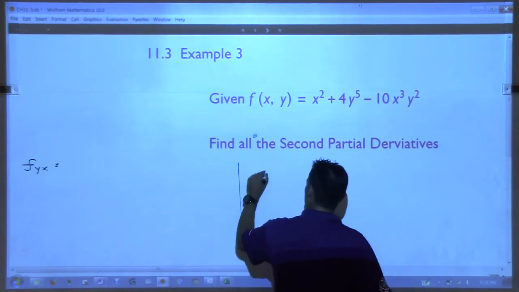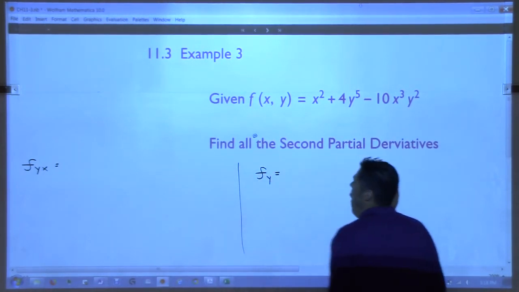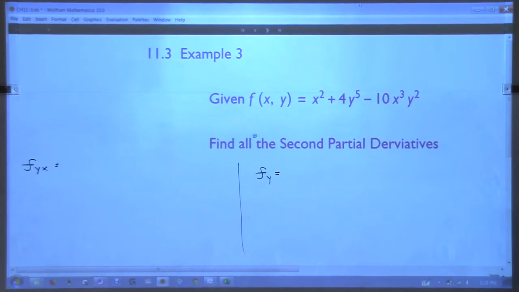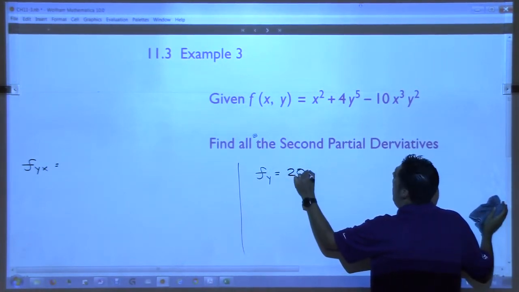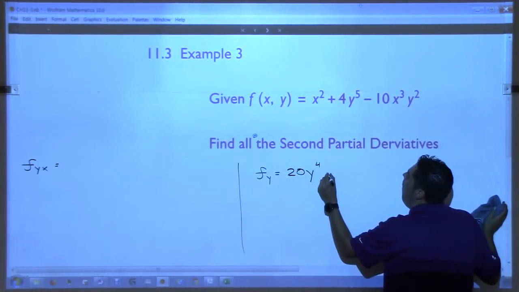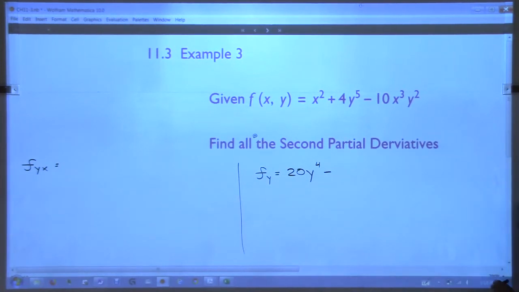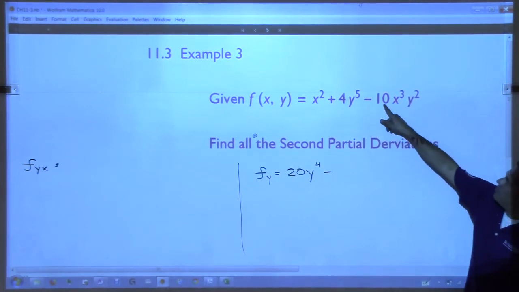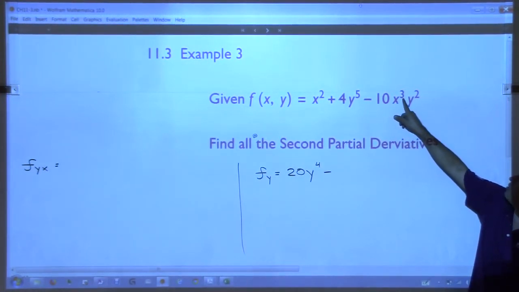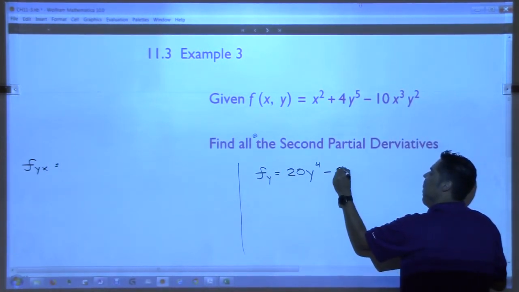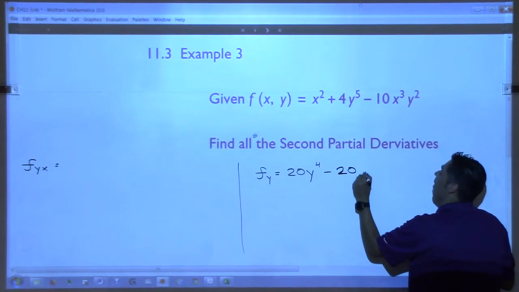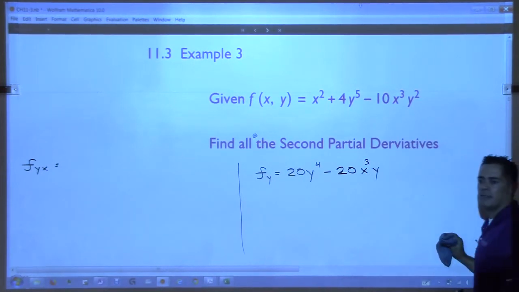Let me do the partial of f with respect to y right here. What's that going to be? That's going to be 20y to the fourth minus... So 10x cubed is a constant. So you're taking the derivative of y squared. So the 20 x cubed y. Okay.